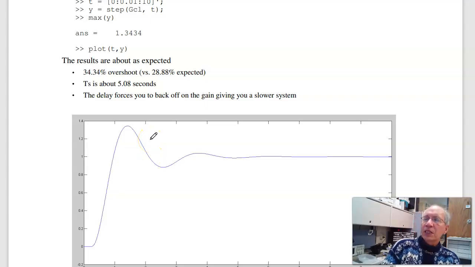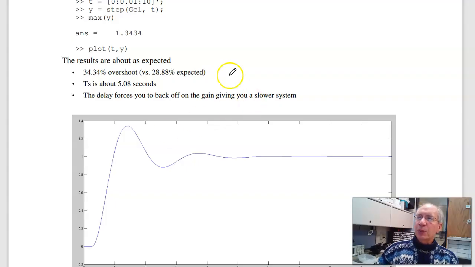So again, note, in the frequency domain, I don't really need the transfer function. I can design using a Nichols chart. All I need is gain versus frequency. In the frequency domain, I don't really care about delays. They're not a problem. I can just find the gain and phase shift of a delay. Not an issue.